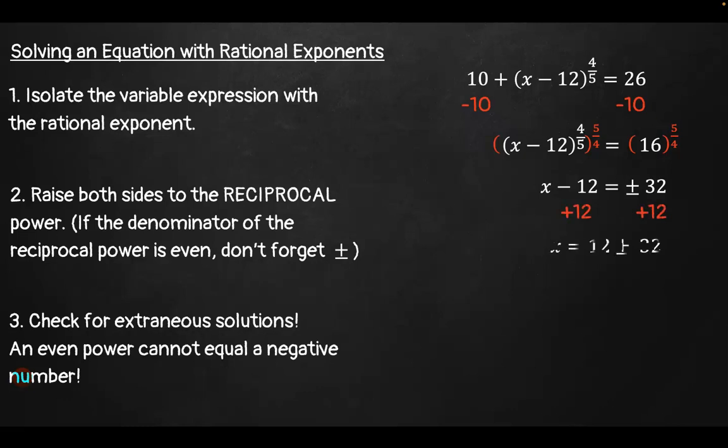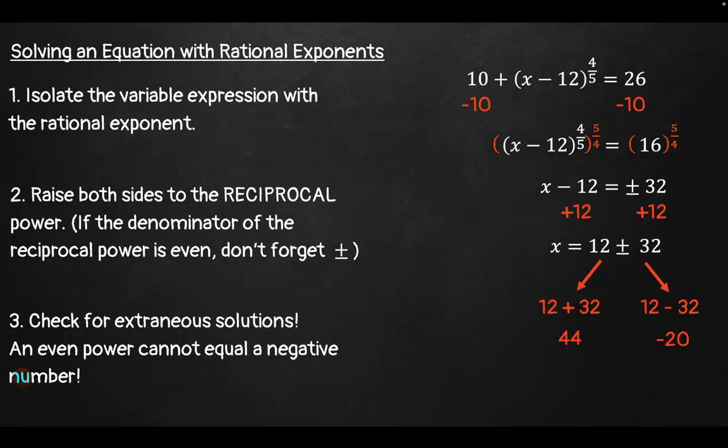Let's add 12 to both sides. And now you're going to see that you have two options. You're going to have the 12 plus 32 as well as the 12 minus 32. You're going to get your answers 44 as well as negative 20.